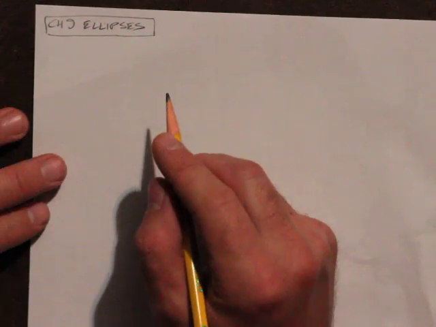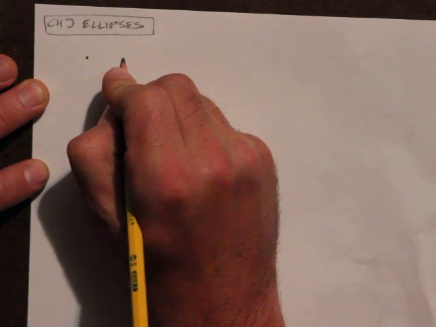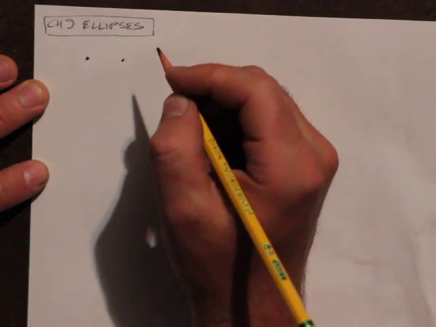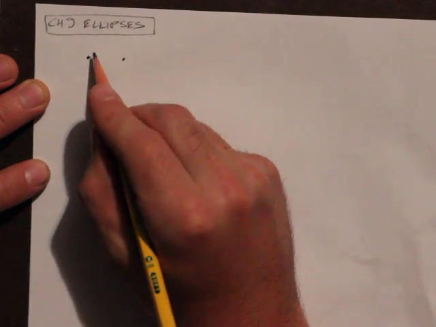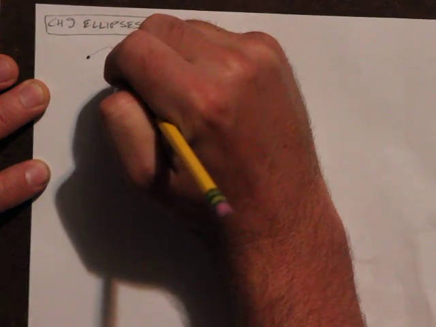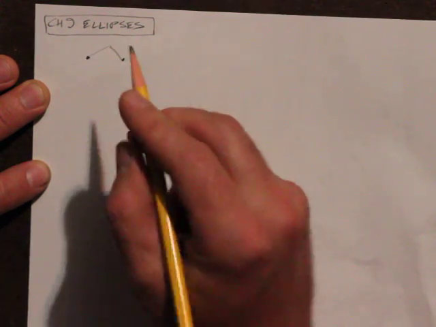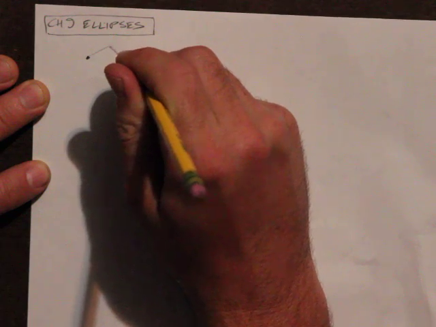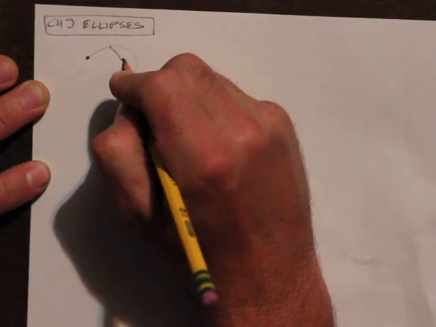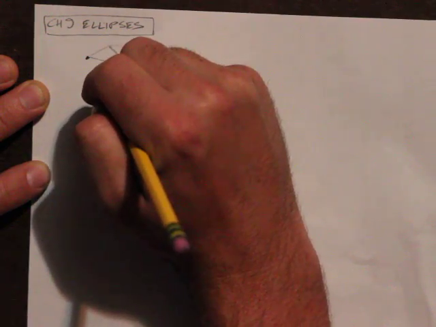Now, the way an ellipse works is it has two foci. So we have two points, and those are your foci. If I had a string that was a little bit longer than the distance between these foci, and I put my pencil in that string and drew around, the string would follow my pencil like this, and it would go around.